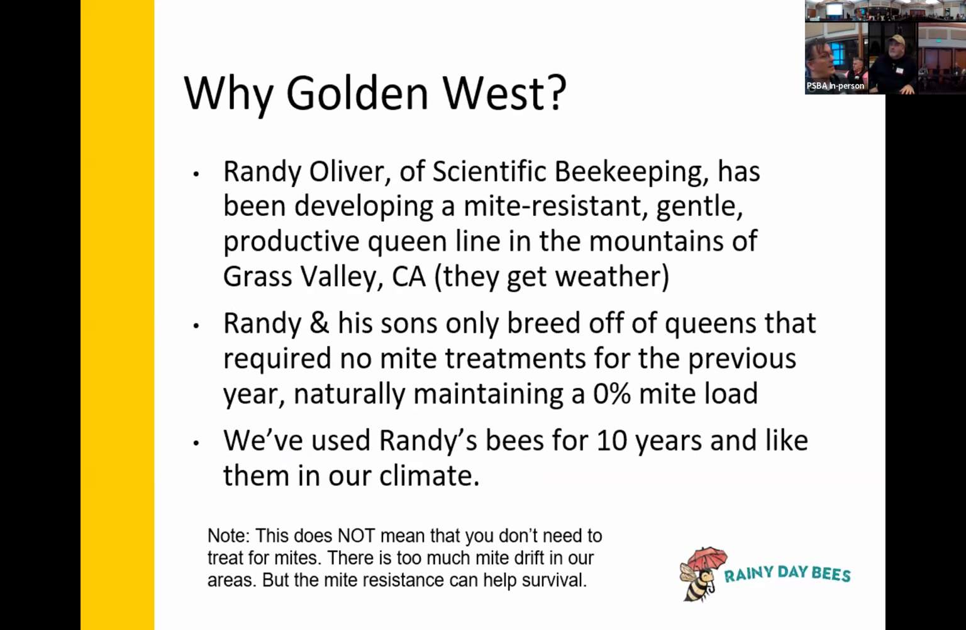The Golden West line was developed by Randy Oliver of Scientific Beekeeping. He's been working on this line to be mite resistant, gentle and productive. They are raised up in the Sierra Nevada mountains, so they match the climate here fairly well. While it is in California, they do get rain, snow and cold weather, so we find that they're pretty well adapted to the Pacific Northwest.